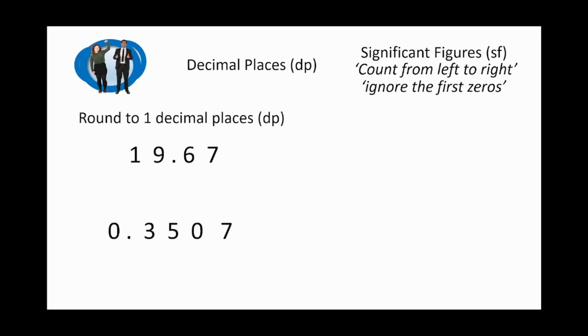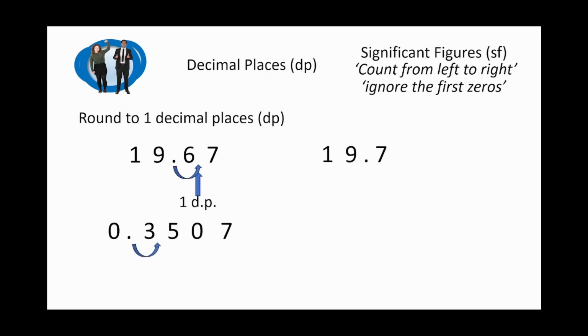Let's have a look at decimal places. So again, your turn, your go. I want you to round these two numbers to one decimal place. Pause the video. Okay, welcome back. And so the first thing we're going to do is, referencing the decimal place, we're going to come back one decimal place. There it is there. That means the 7 will round the 6 up and we'll get 19.7.